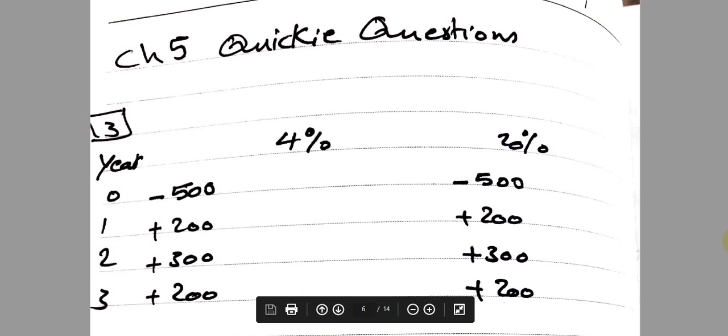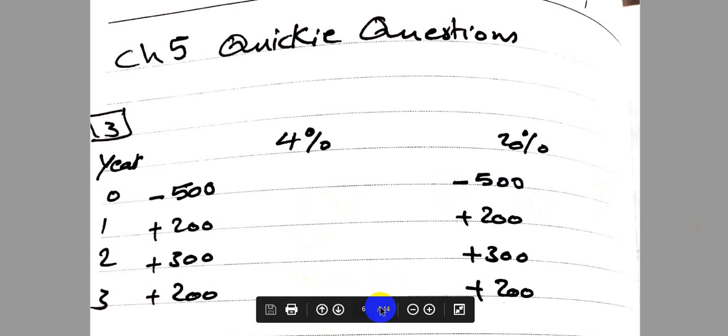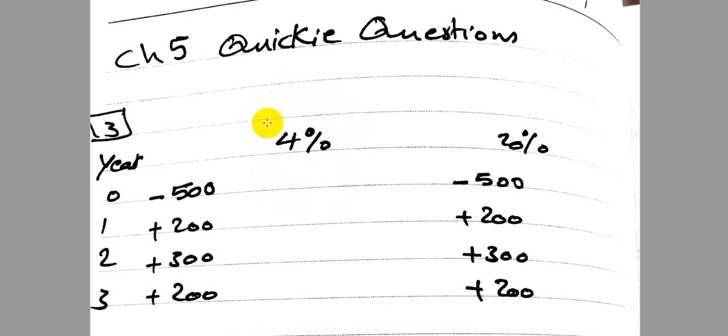The first step is to use the IRR linear interpolation equation, and in this equation we suppose that we have a lowest interest rate at 4% and a highest interest rate at 20%.